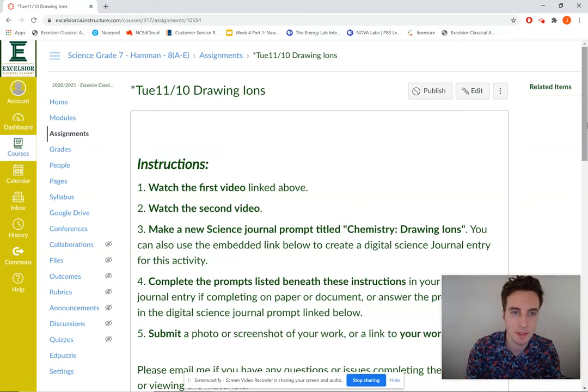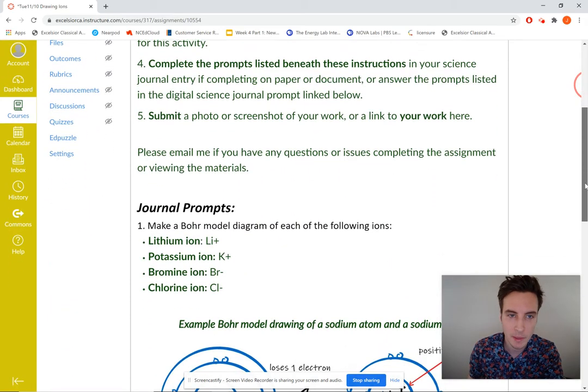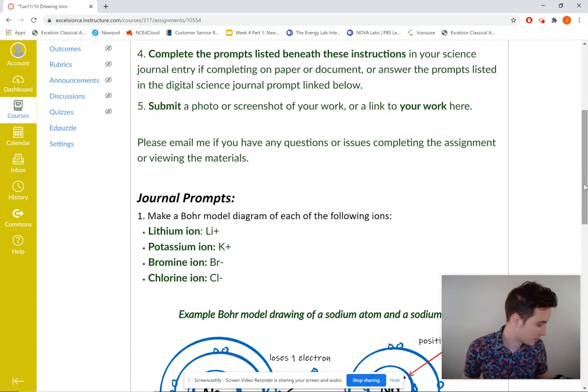Today I'll be showing you how to do the drawing ions assignment. After you watch the video, I want you to either get your physical notebook to make a science journal entry, which is probably the easiest thing to do since drawing online is always a little bit tricky, but I'll be showing you how to do it with an online program so it'll be easier to see.